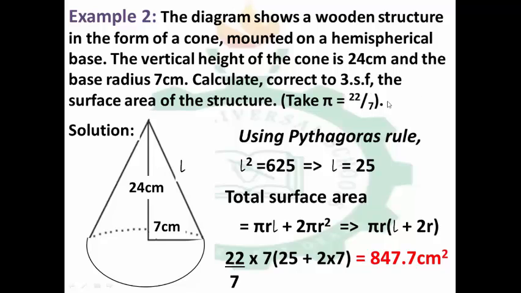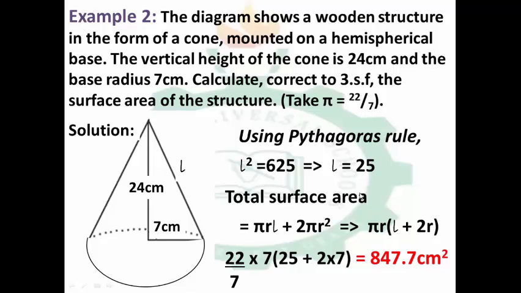First of all, we have to look for the slant height. Using Pythagoras theorem, L square is going to be equal to 625. So L is going to be 25 when you find the square root. Then we have the total surface area of that structure.